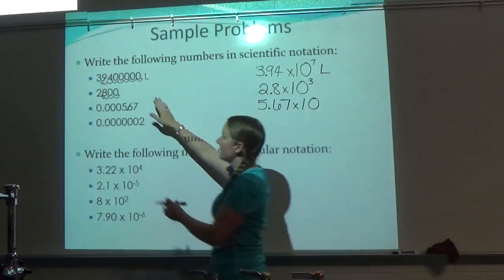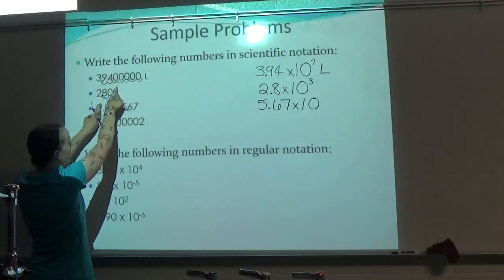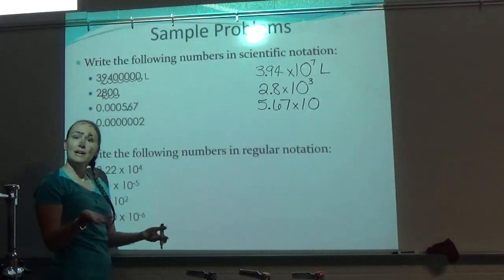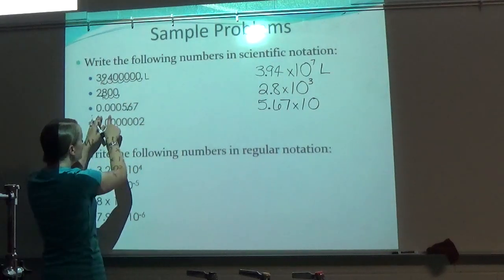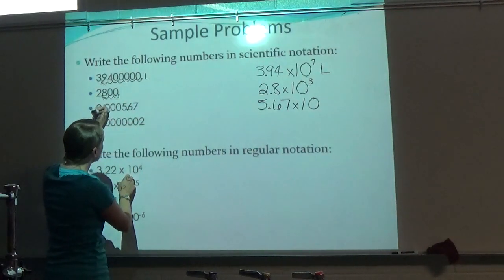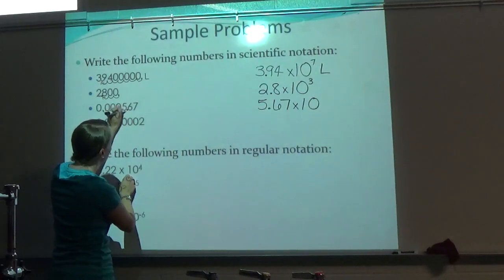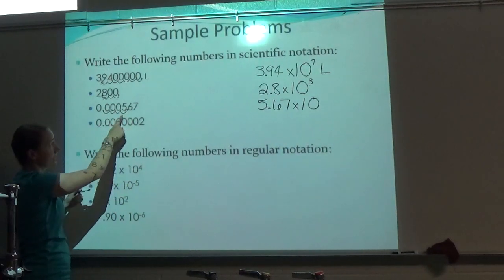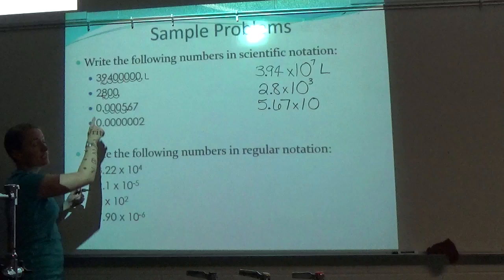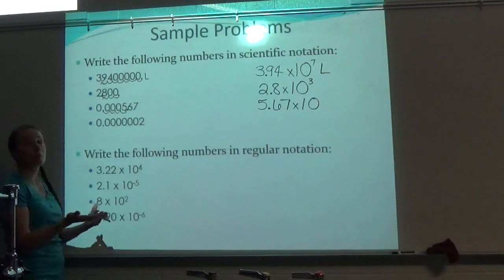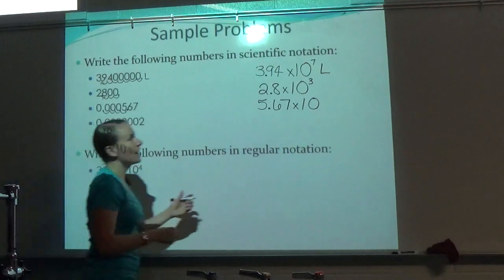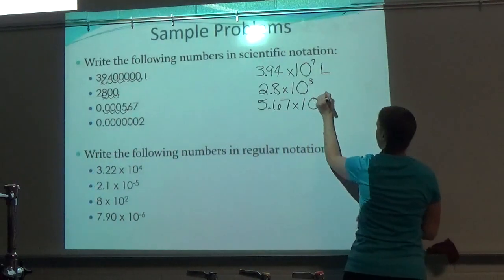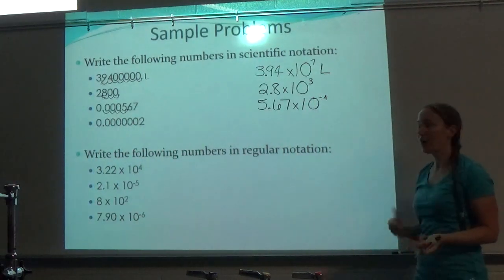Now notice, in these two examples, we were counting to the left because our numbers are really big, they're greater than 1, so our exponent is positive. In this example, we're counting the other direction, 1, 2, 3, 4. So in this example, because our number is very small, it's less than 1, our exponent is negative. So I counted over 1, 2, 3, 4, so that becomes a negative 4. Just like that, all right?